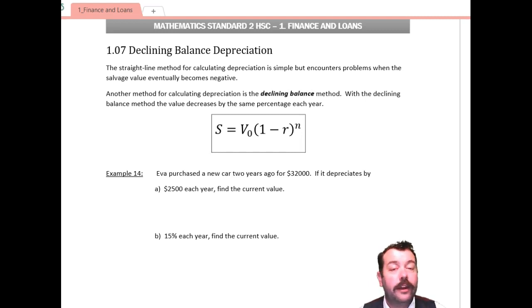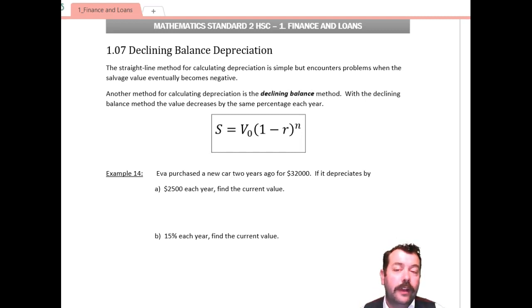Now this model has some advantages over the straight line method. One of which is that it shouldn't ever take the salvage value into negative territory. That's a good thing. It decreases, it gets very close to zero, but never becomes zero or never becomes a negative number. So that's an advantage.